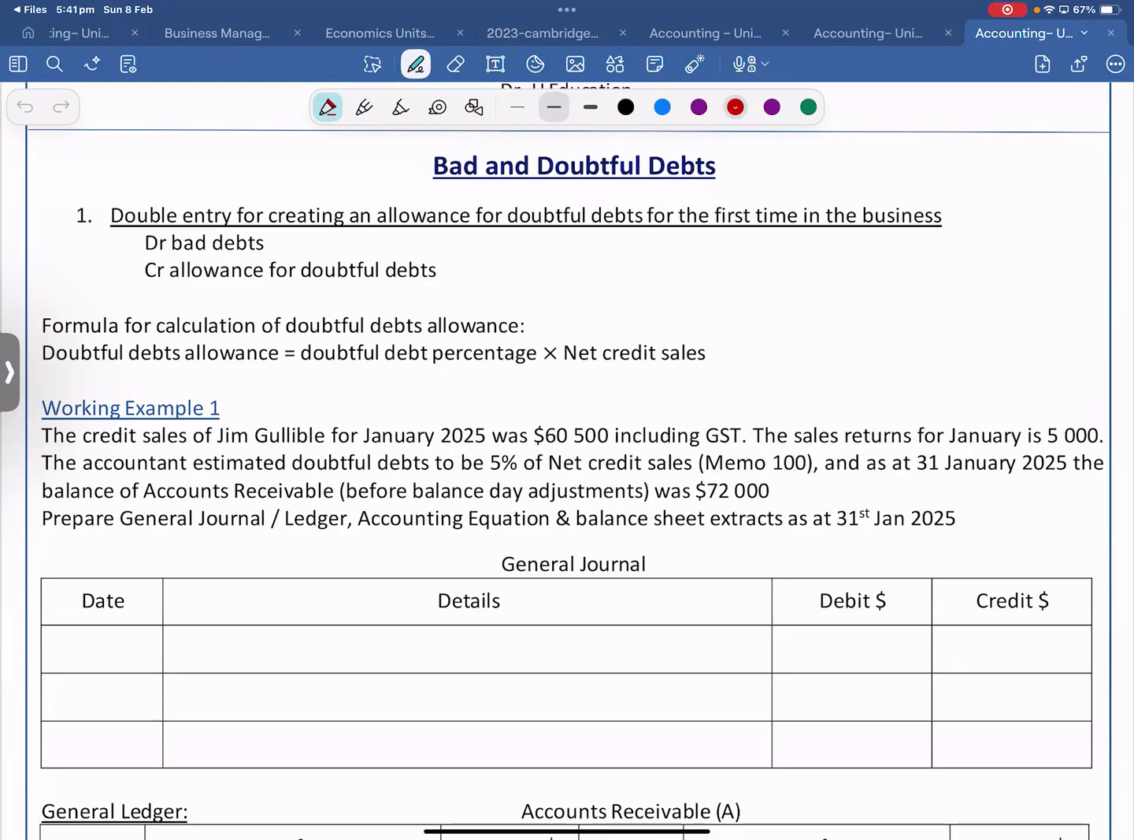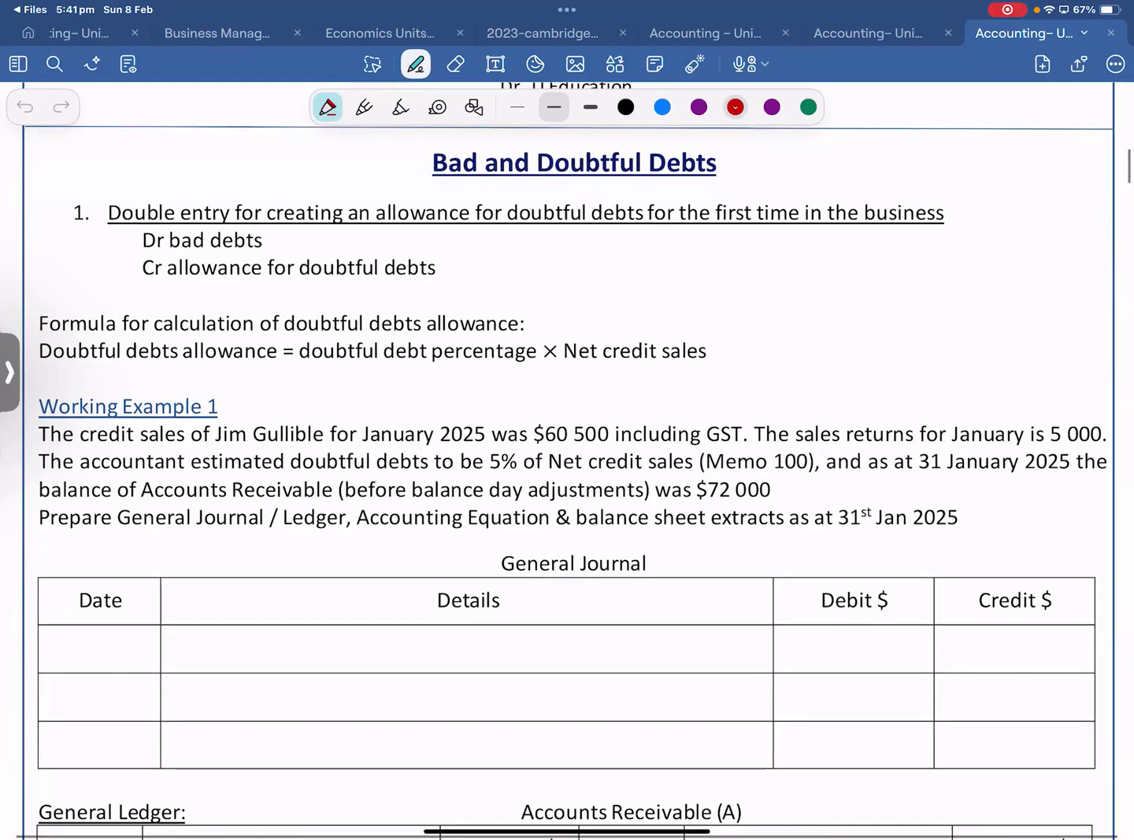Okay, guys. Now we debit the bad debts. Bad debt is what? An expense account. Yep. Right. Allowance for doubtful debt. What kind of a ledger account is that? Negative asset. Correct. Very good. This is a negative asset.